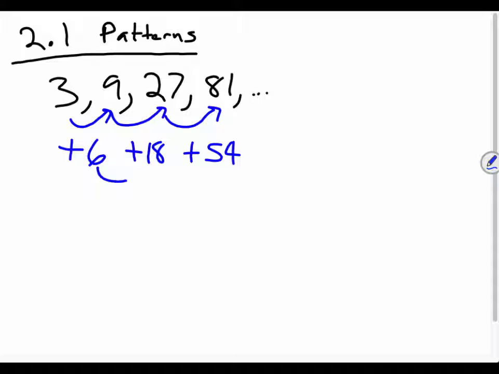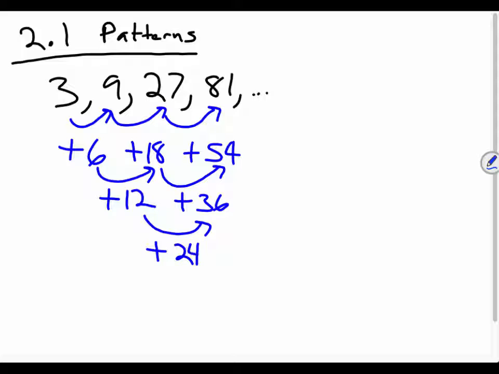Now what do we do to go from 6 to 18? Multiply by 3. No, we add 12. What do we do to go from 18 to this? We add 36. And what do we do to go from here to here? You add 24. So when I look at this pattern, adding doesn't do it, right? There isn't really a pattern. But we see a pattern, right?